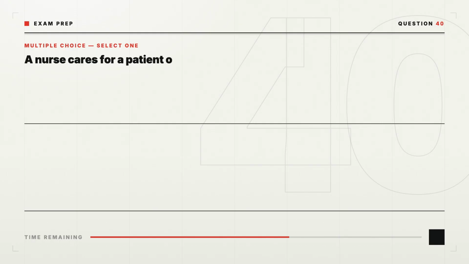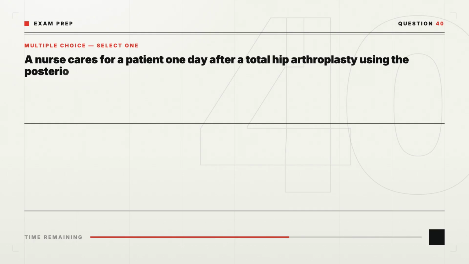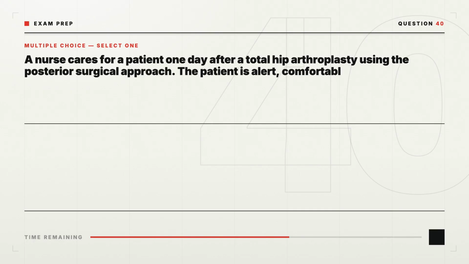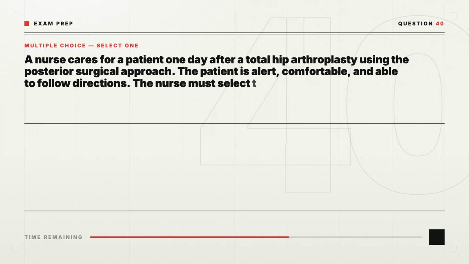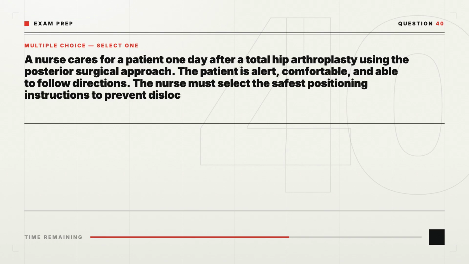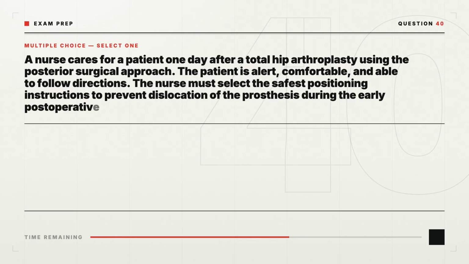Question 40. A nurse cares for a patient one day after a total hip arthroplasty using the posterior surgical approach. The patient is alert, comfortable, and able to follow directions. The nurse must select the safest positioning instructions to prevent dislocation of the prosthesis during the early post-operative recovery period.